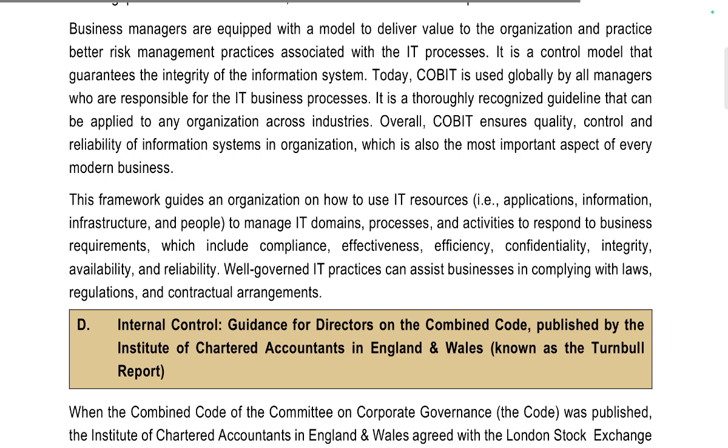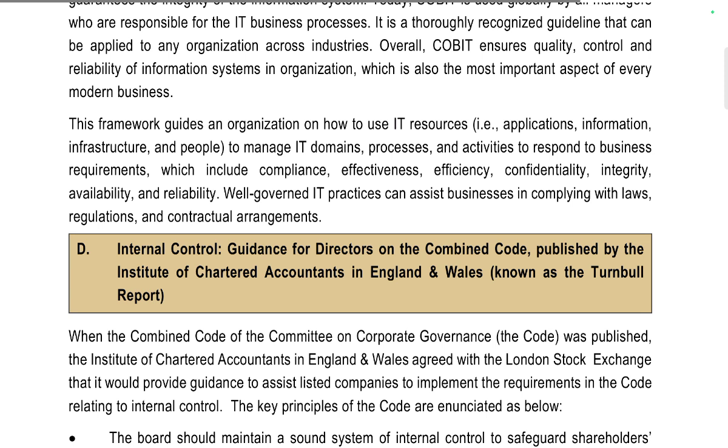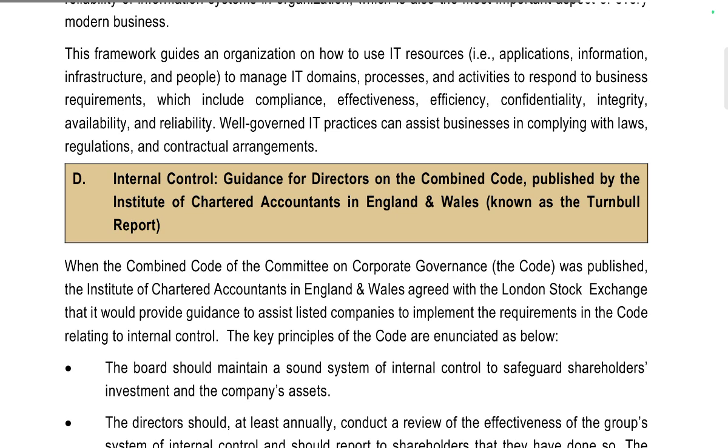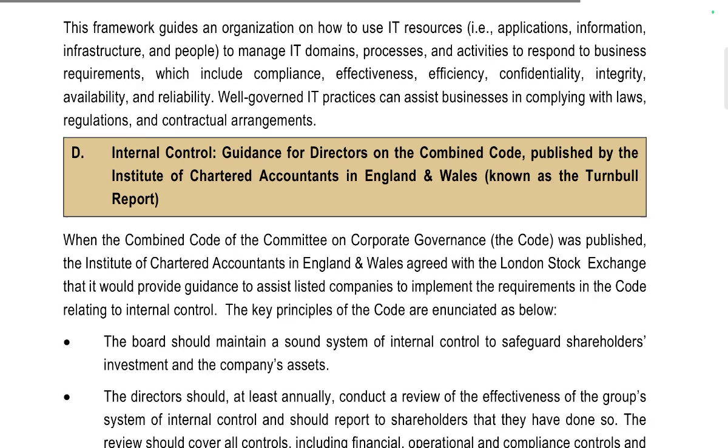This is also the most important aspect of every modern business. The framework guides organizations on how to use IT resources, applications, information, infrastructure, and people to manage IT domains, processes and activities to respond to business requirements, which include compliance, effectiveness, efficiency, confidentiality, integrity, availability, and reliability. Well-governed IT practices assist businesses to comply with laws, regulations and contractual agreements.